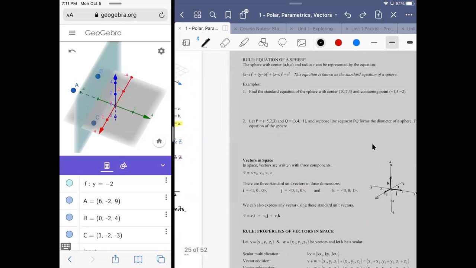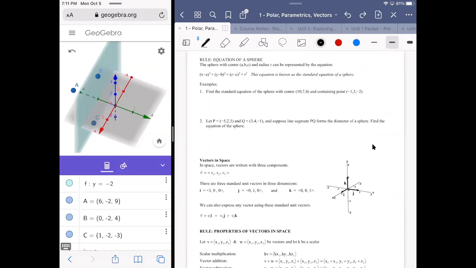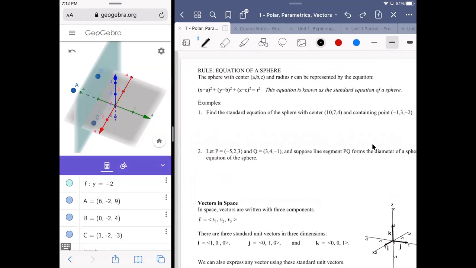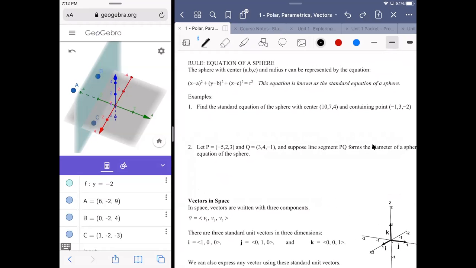All right. So then we have a variation on the distance formula, which is the equation of a sphere. The standard form equation of a sphere is pretty straightforward, but it does rely on you being able to determine what the radius is. The radius of the sphere is going to be based off of the distance. So in number one, where it says find the standard equation of a sphere with center and point, it's implied that the very first thing you would do is come up with the distance between those points.